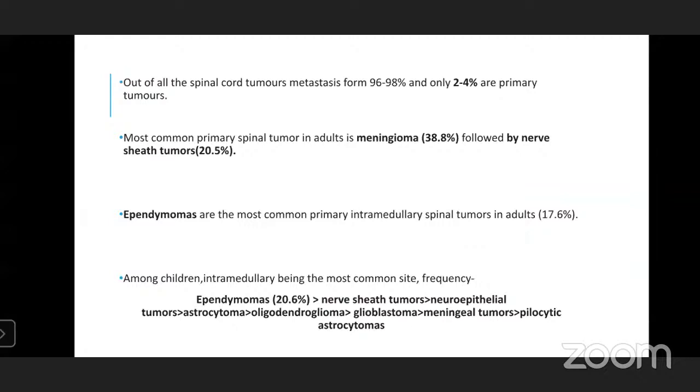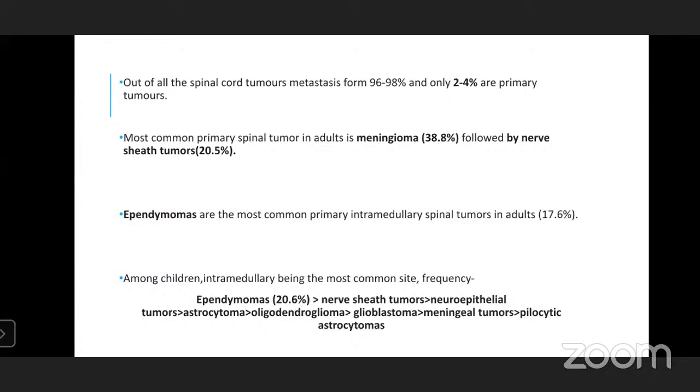The most common spinal tumor in adults is meningioma, which accounts for 38.8%, followed by nerve sheath tumors, which account for 20.5%. Ependymomas are the most common primary intramedullary spinal tumors in adults. Among children, the intramedullary is the most common. Ependymomas are most common in children, followed by nerve sheath tumors, neuroepithelial tumors, astrocytomas, oligodendrogliomas, glioblastomas, meningeal tumors, and pilocytic astrocytomas.